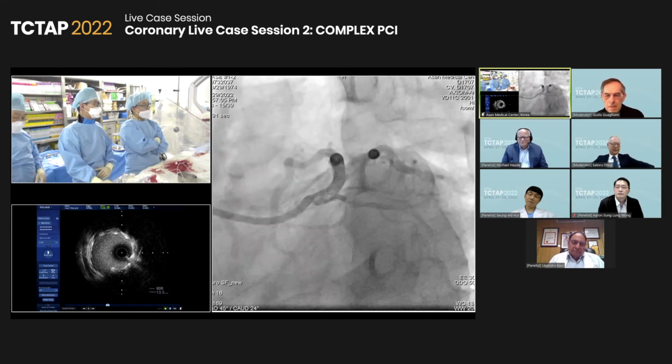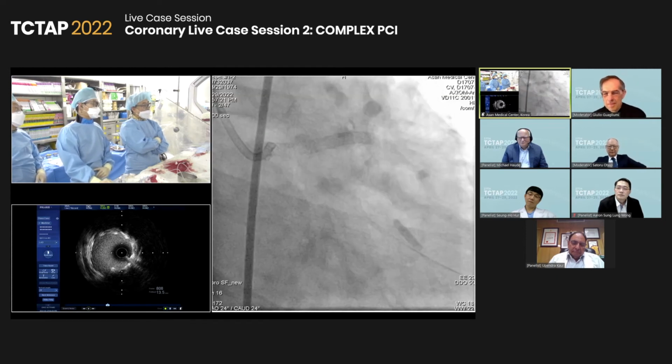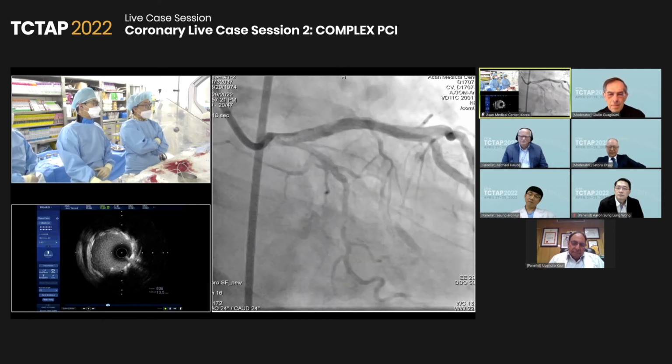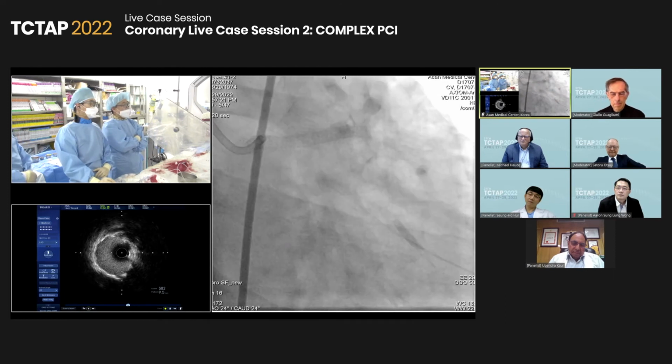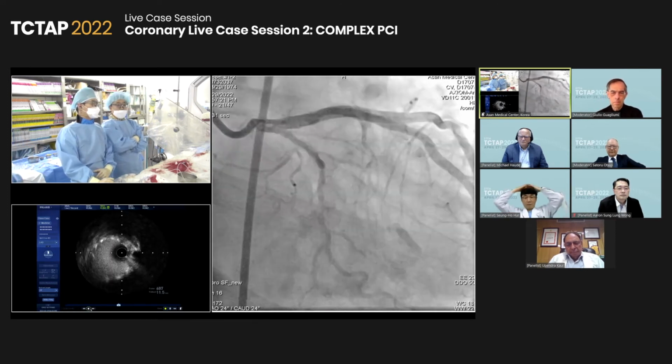And next one. And this is the area coral view. The ostium pinched region is much improved, and the angiographical result looks good. So the patient is stable. I would like to finish this case.